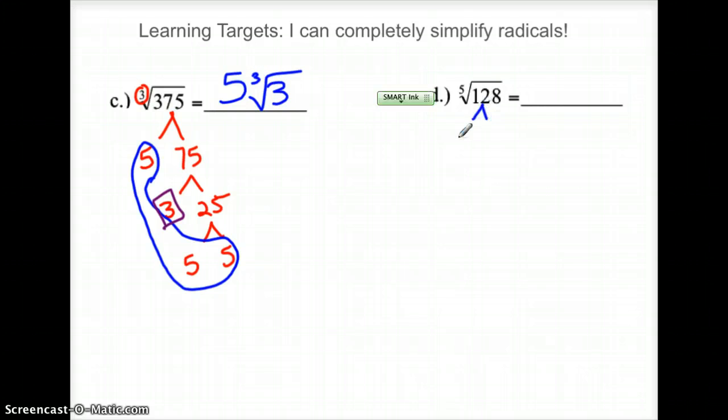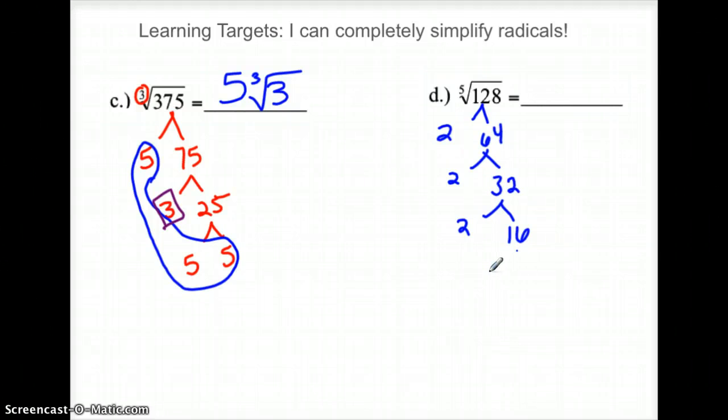Example D. Again, here's an even one, so I'm going to start with 2, and I believe that's 64. Yep. All right, and since 64 is even, I'm just going to keep going with 2s. So 2 and 32, 2 and 16, 2 and 8, 2 and 4, 2 and 2. There's a bunch of 2s here. Okay, how many do I need, though, to form a set? Based on my little index, I need 5. So I definitely have 5 of them.